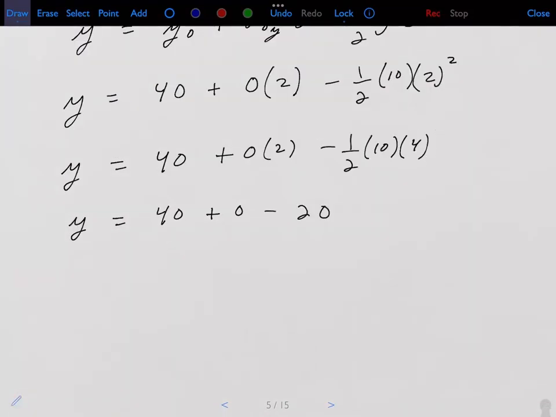And then finally, we can do addition and subtraction left to right. So order of operations is important. And you may have learned this as PEMDAS, or please excuse my dear Aunt Sally. Parentheses are done first, then exponents, then multiplication, division left to right, and then addition, subtraction left to right. So finally, if I do addition, subtraction left to right, I have 40 minus 20, which is 20. And that would be my answer.